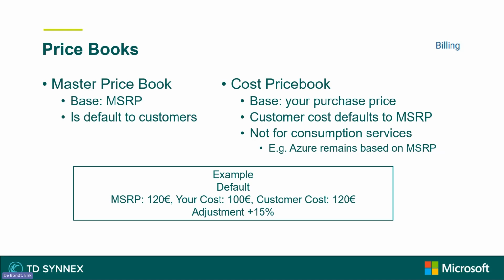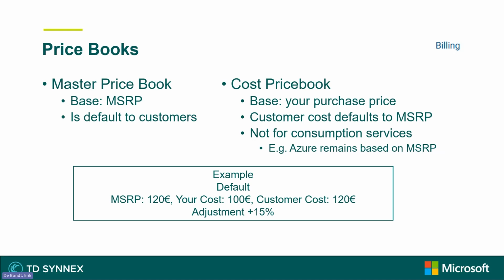So it defaults to the master price book. If you don't do anything, that one will be assigned to all customers. Customer cost defaults to MSRP. So also in the cost plus price book, if you don't make any change and you apply that price book, the MSRP will be the price that is applicable for your customers. And today it's not for consumption services. So Azure cost, so Azure pay as you go, will remain MSRP based, even if you use the cost plus price book. Let me give an example.